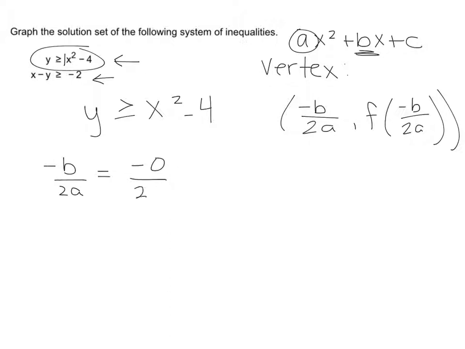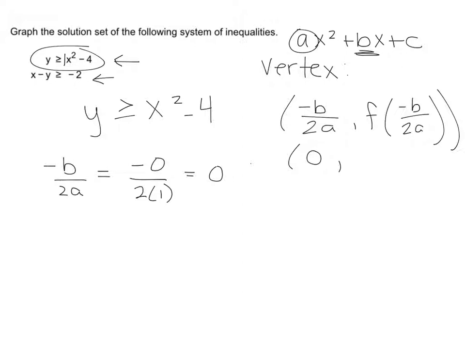So 2 times 1. So we have negative 0 divided by 2. 0 divided by anything is just 0. So this becomes 0. So that means the x value of our vertex is 0.